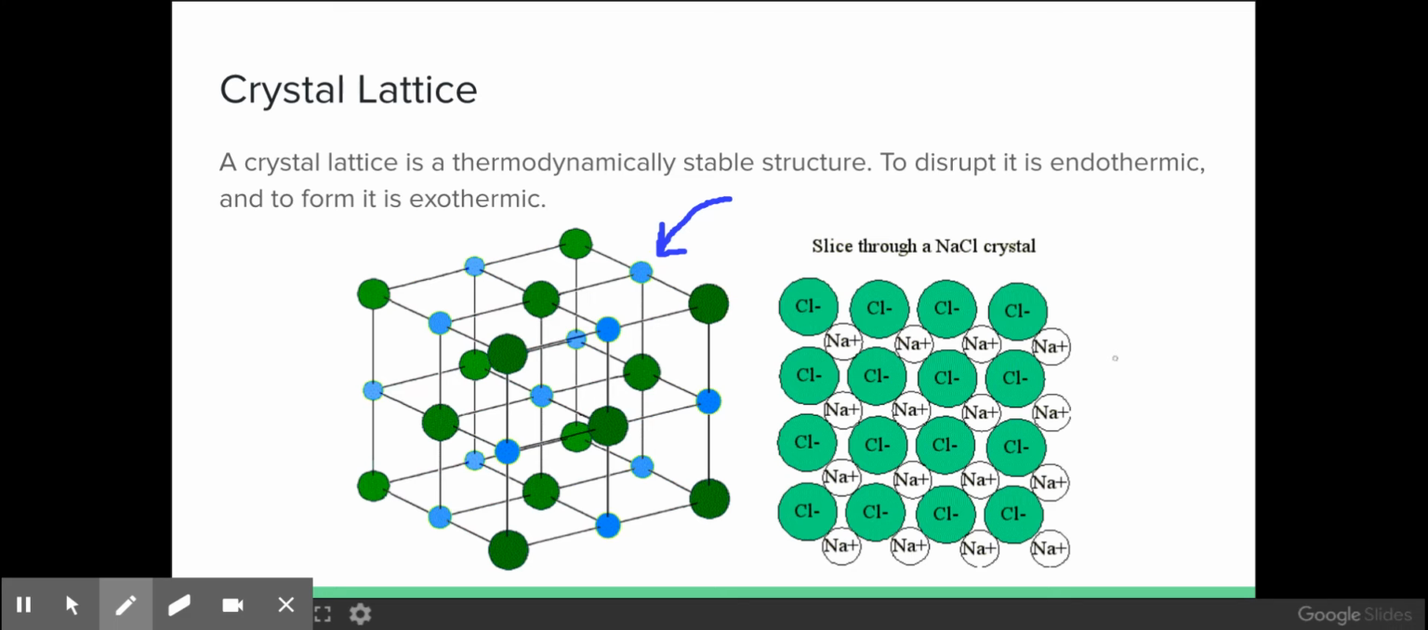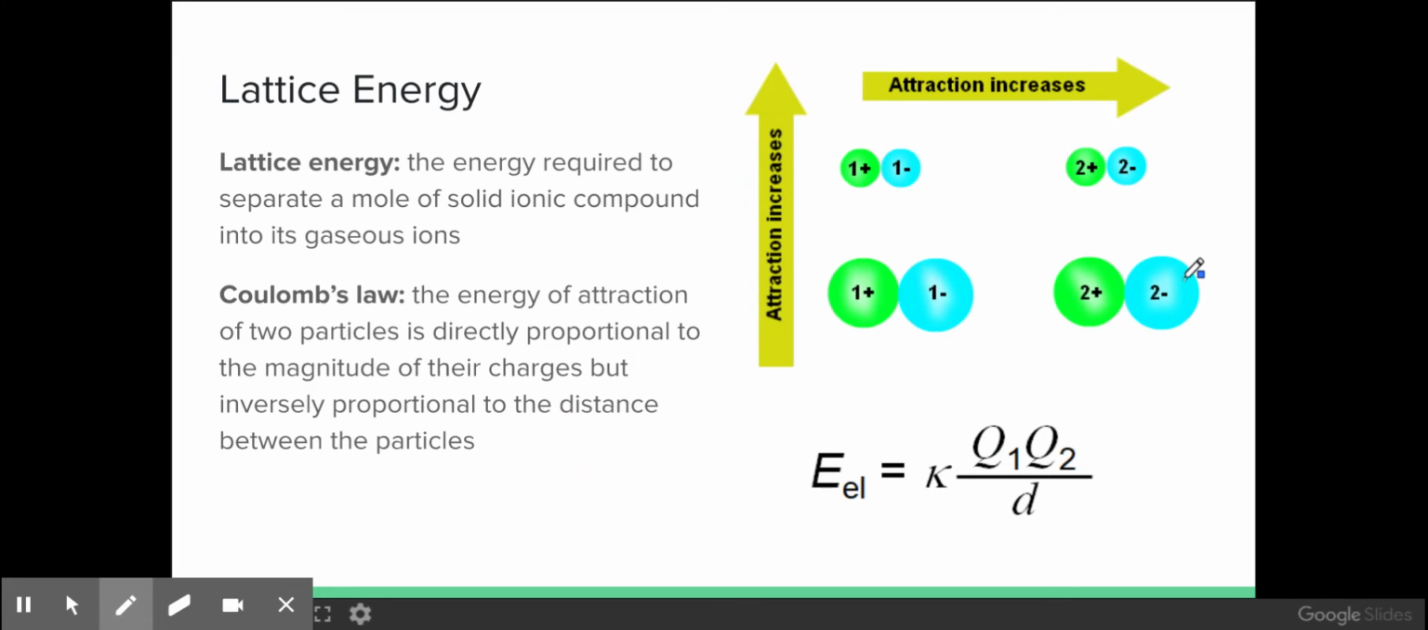To break a crystal lattice takes energy. When a crystal lattice is formed with ionic bonds, it releases energy. The lattice energy is the energy required to separate 1 mole of whatever a solid ionic compound is into its gaseous ions. So that's what it's defined as.